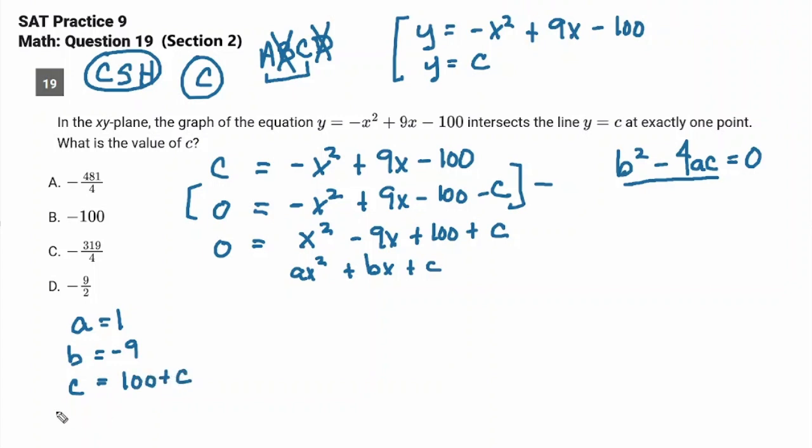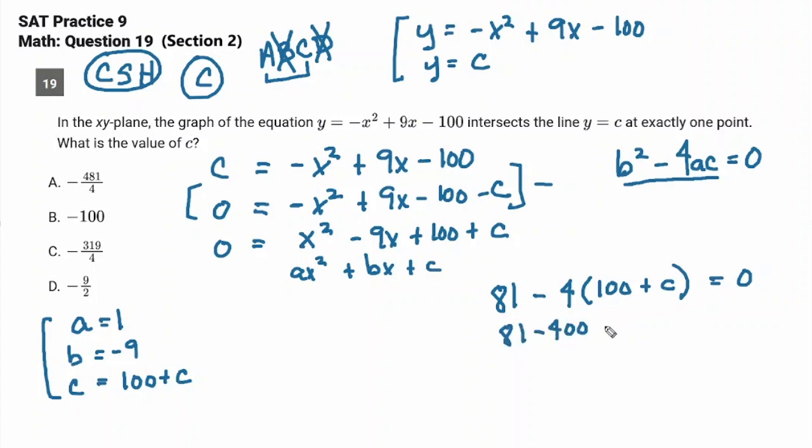And then all you got to do is plug this stuff into this equation over here. So what's b squared? It's negative 9 squared, 81, minus 4 times a, 4 times 1, which is 4, times c, so times 100 plus c, equals 0. Got to distribute here. 81 minus 400 minus 4c equals 0. All right, I'm just going to move my 4c across the equal sign, make it positive.